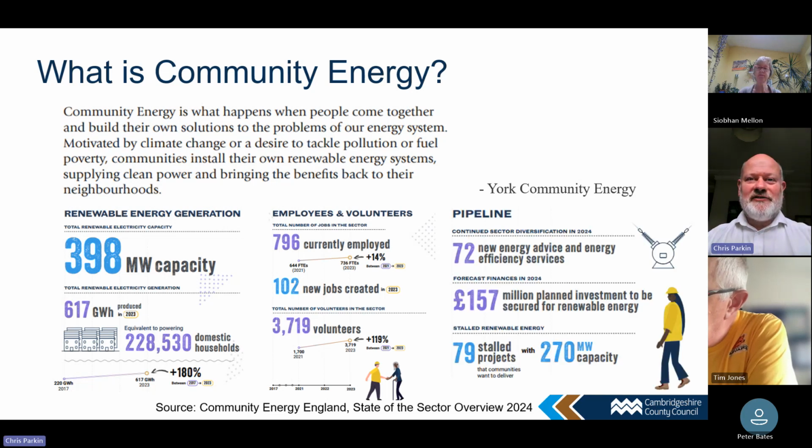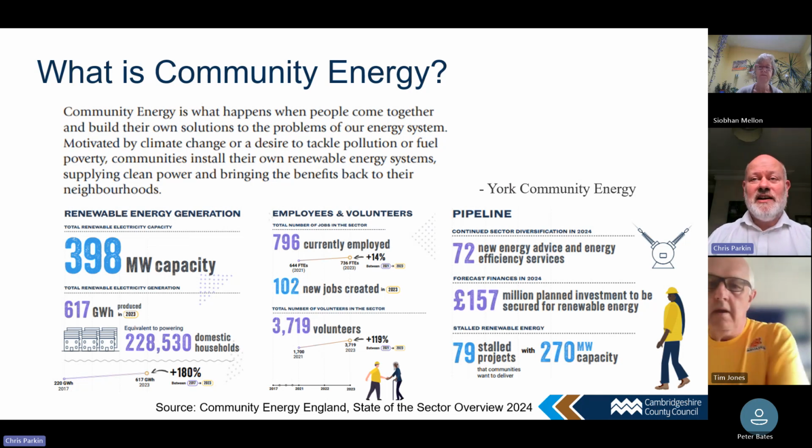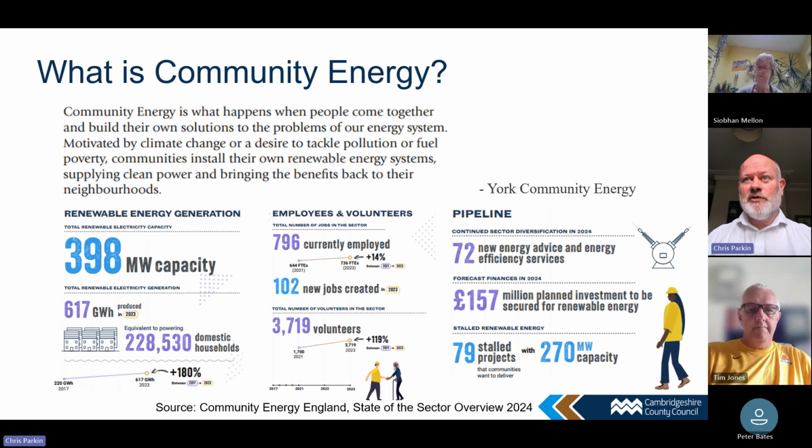The last extract from that State of the Sector overview looks at what's in the pipeline. There has been a bit of a diversification of activity from community energy groups. Traditionally, it's been very much around delivering solar projects or wind turbine projects. But there is a lot of activity now in communities getting involved in delivering energy advice and energy efficiency services as well. And in terms of pipeline, there are around 80 projects contributing another 270 megawatts of capacity that have reached a certain stage of development with communities and need unlocking to move forward.